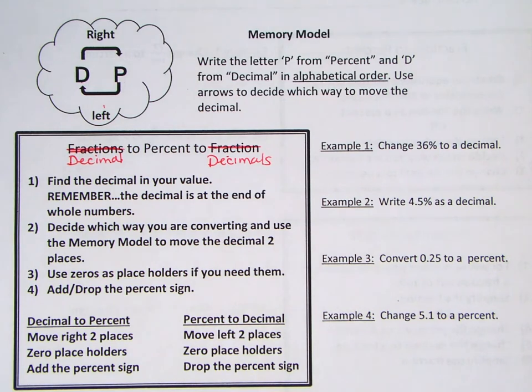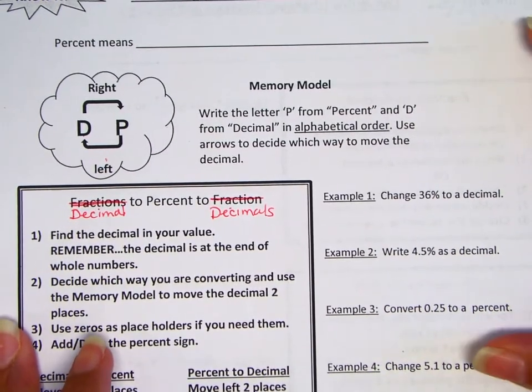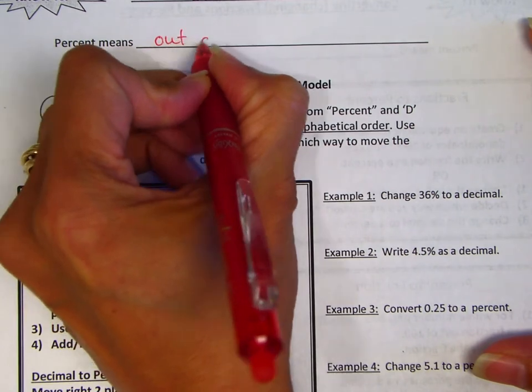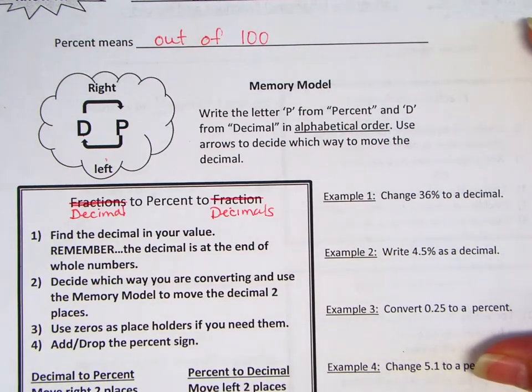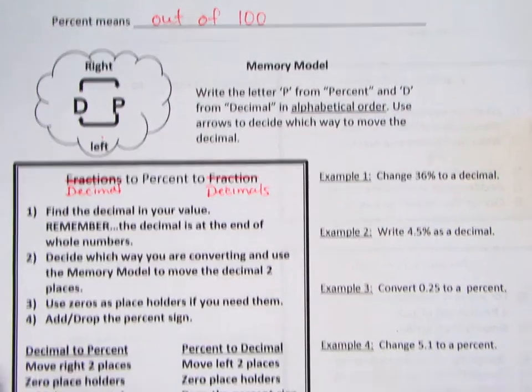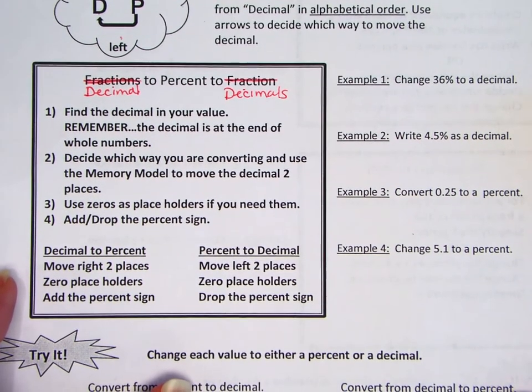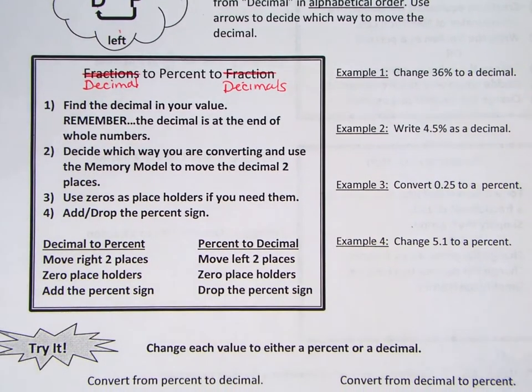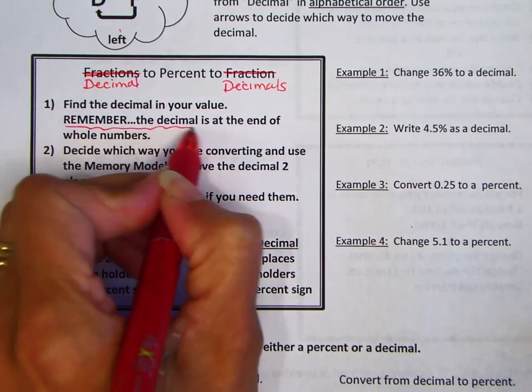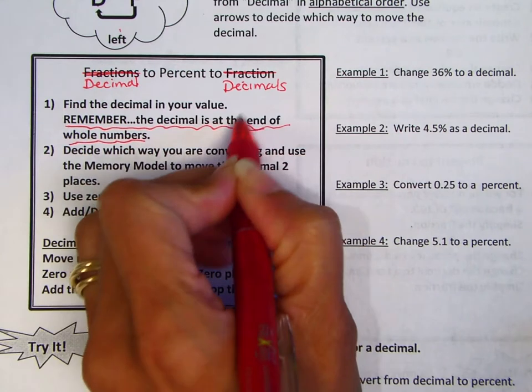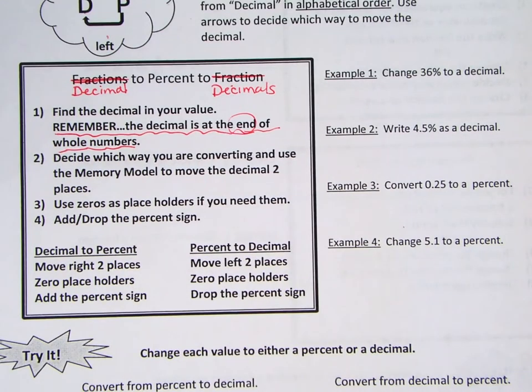Because whenever you multiply anything by 10, 100, 1,000, it ends up moving the decimal. So thinking about percent means out of 100. That is a very important phrase that we need to remember about percents. It's always out of 100. So whenever we convert decimals to percents or percents to decimals, we want to find the decimal value in our number. And you need to remember that in whole numbers, the decimal is at the end.